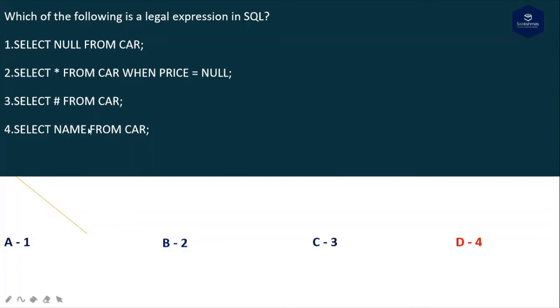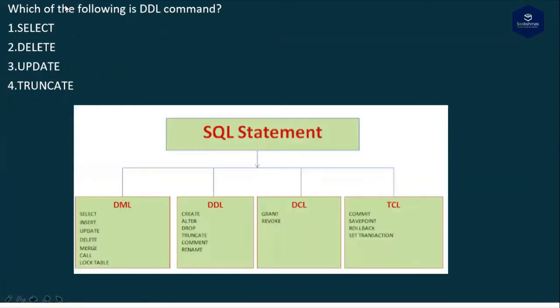Okay, let's look into the next question. Which of the following is a DDL command? To make it simple, I have considered a diagram with respect to all the statements present here. And the options here are select, delete, update, and truncate. DML means data manipulation language, then data definition language, data control language, transaction control language. Under DML we have select, insert, update, delete, merge, call, lock table, and under DDL we have create, alter, drop, truncate, comment, rename. Under DCL, grant and revoke. Under TCL, commit, savepoint, rollback, and set transaction.